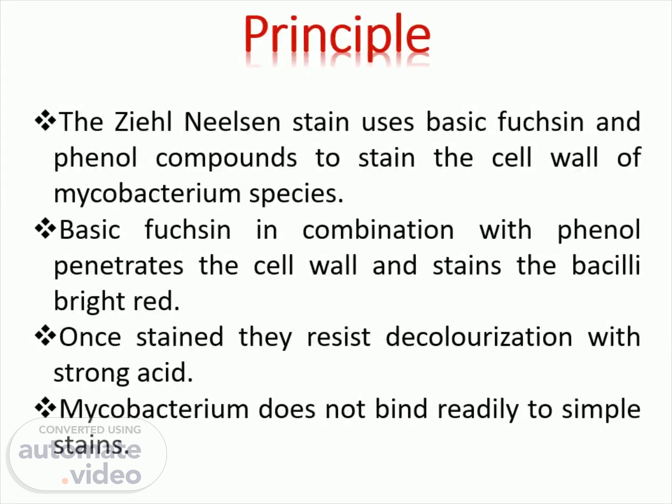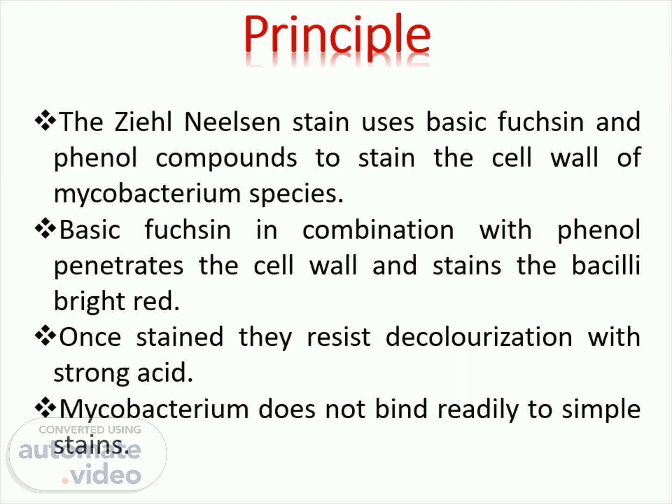Principle: how it will work. The Ziehl-Neelsen stain uses basic fuchsine and phenol compounds to stain the cell wall of Mycobacterium species. Basic fuchsine in combination with phenol penetrates the cell wall and stains the bacilli bright red. Once stained, they resist decolorization with strong acid.